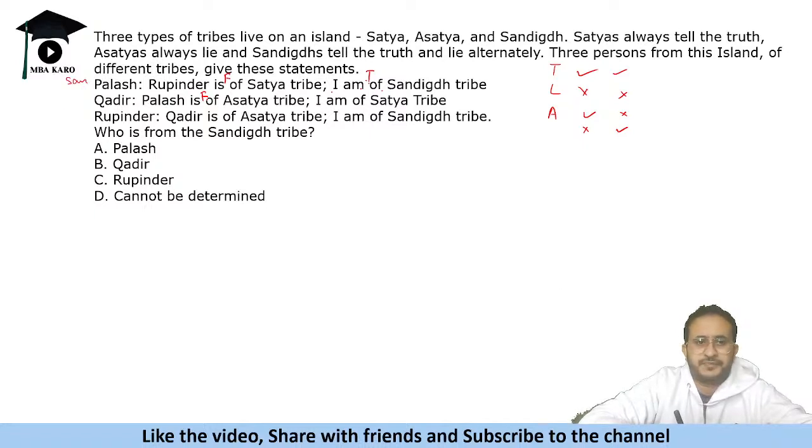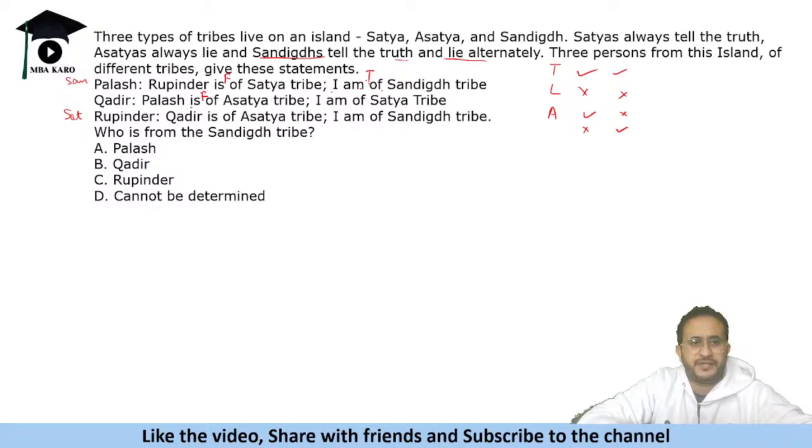Now Kadir's first statement is false. So Palash cannot be Satya tribe, because there has to be one person who has to be Satya type. So that means Rupinder will be Satya type. But we are saying that this statement is false. We are saying Rupinder is of Satya tribe is false. So now this is a contradictory statement, isn't it? We are getting a contradictory statement. If we take this true, then it has to be false because Sandigdh is alternating. So Sandigdh tell truth and lie alternately. So this has to be false. Now as per this, Rupinder cannot be Satya tribe.